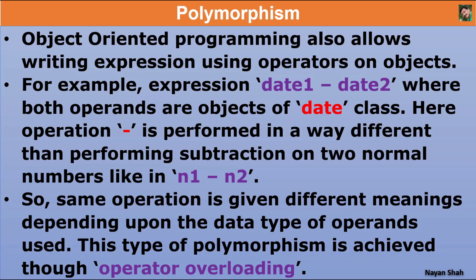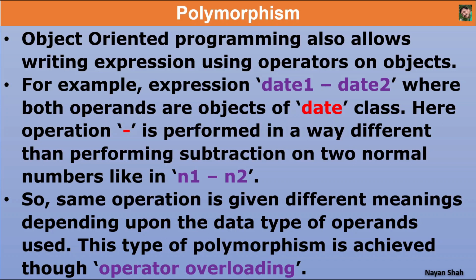Object-oriented programming also allows writing expressions using operators on objects. So we may use different operators to work with different objects of a class. For example, the expression date1 minus date2, where both operands are objects of the date class. Suppose we have created a date class, and from the date class we created two objects, date1 and date2, and then we subtract them by using the minus sign.